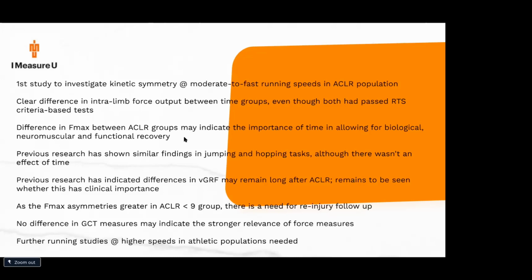But also the authors indicated that although these running speeds were novel and the greatest running speeds that anybody has ever looked at, there is a need for research at even higher running speeds that are, let's say, more relevant to the actual tasks that these athletes may be demanded to conduct in a game-like situation, or training for that matter.